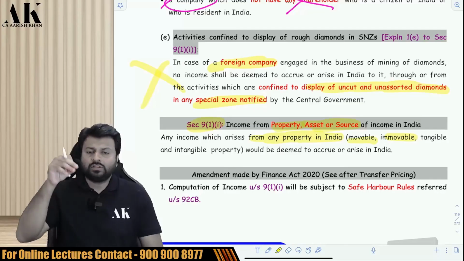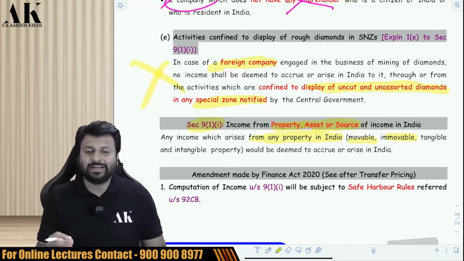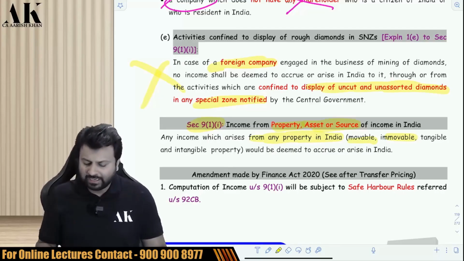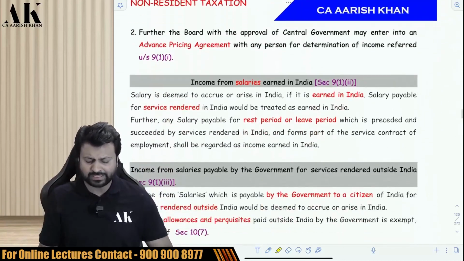If the property is located in India and if you are earning any income out of that, then it will be subject to tax in India. It will be deemed to accrue or arise in India. Next point is something which is related to transfer pricing. So we'll address that issue after transfer pricing is completed.